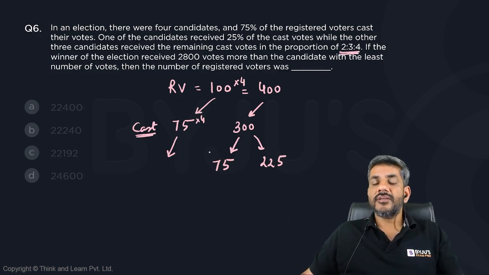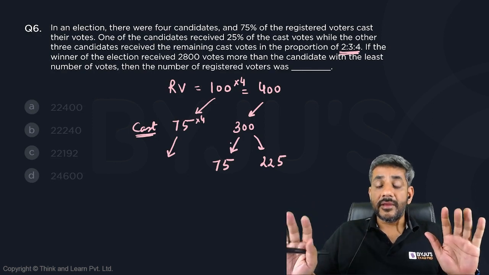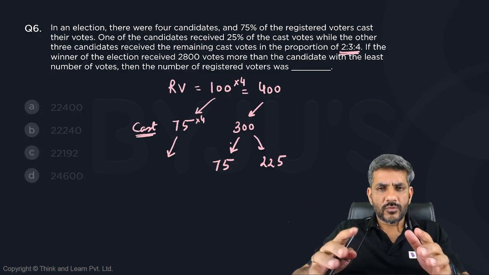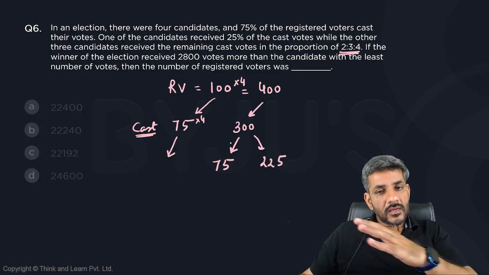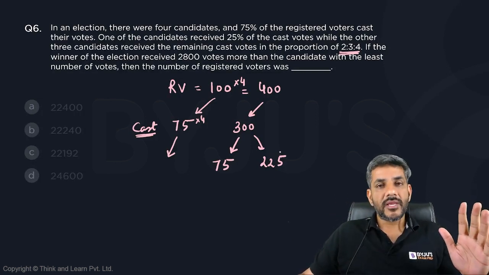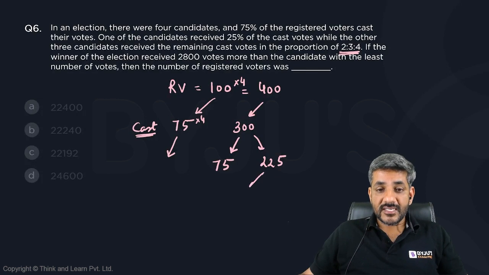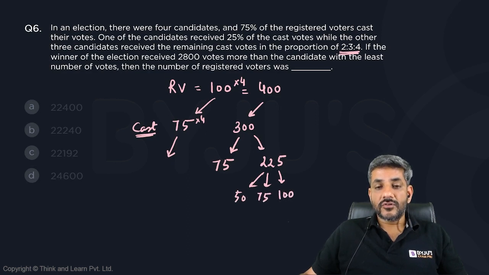This 225 is a multiple of 9. So this will work for me. If it was not a multiple of 9, if it was a multiple of some other number, let's say 7, I would have multiplied all the numbers by 7 to make my job easy. So now if I distribute it in a ratio of 2, 3, 4, what would I get? It is 25 times of 9. So 25 times of 2, 25 times of 3, 25 times of 4. These are the votes received by the other 3 candidates.